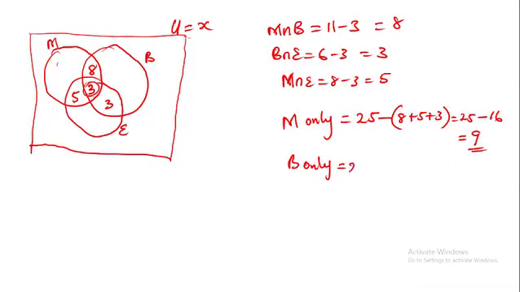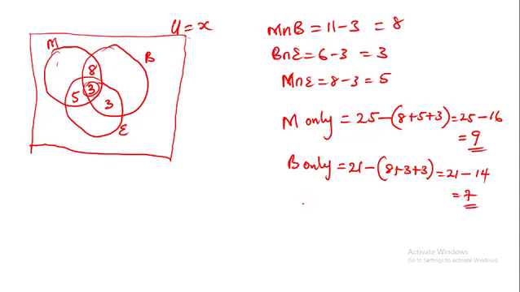So we'll have 21 minus everything inside the B set, which is 8 plus 3 plus 3, and that will give us 21 minus 8 plus 3 is 11. 11 plus 3 is 14, and 21 minus 14 is equal to 7.